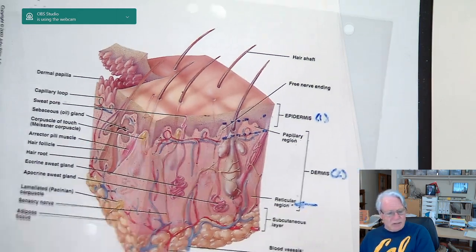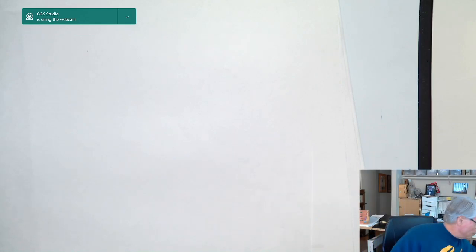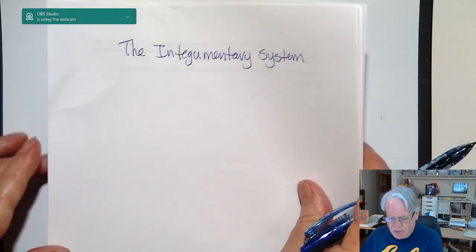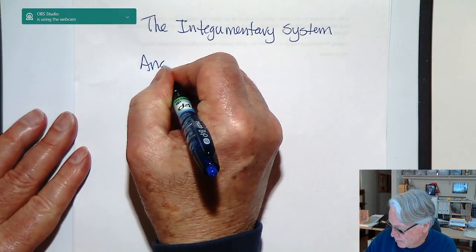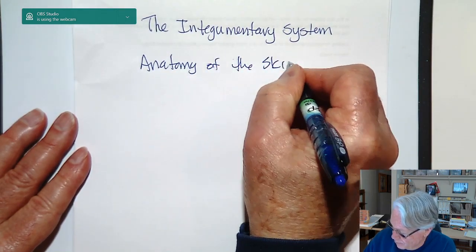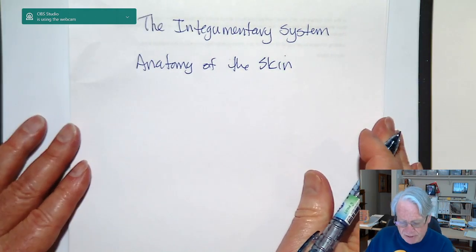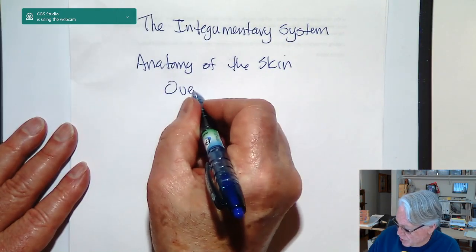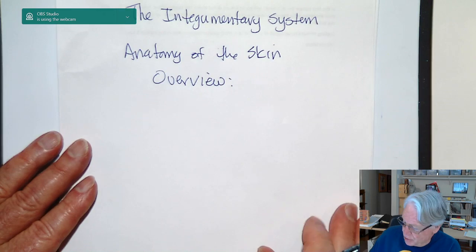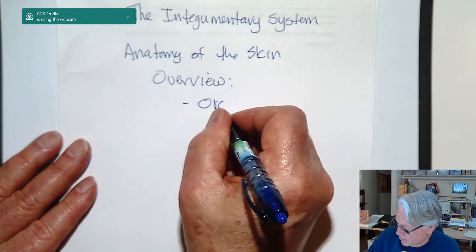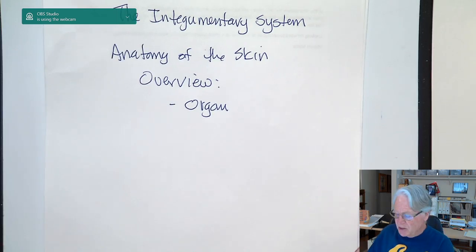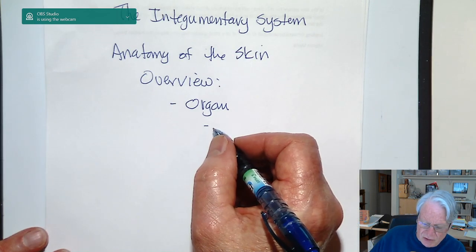All right, so let's get some information down into our notes, and we'll start off with the anatomy of the skin. The anatomy of the skin. Okay, so kind of an overview first. So let's remind ourselves what an organ is. And there's a reason we want to do this at this point. We probably know what an organ is, but let's just remind ourselves of the definition of an organ.